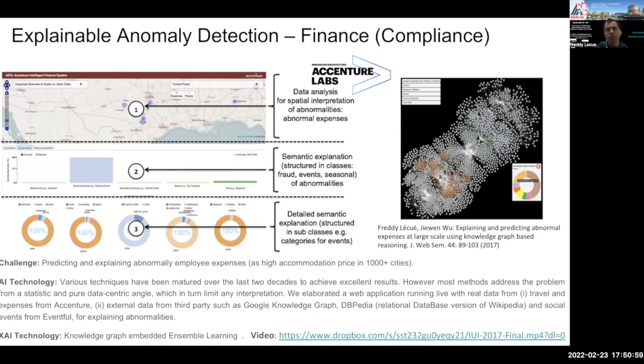And for that we use a lot of data coming from external sources. So DBpedia, we used social events from Eventful, and we try to combine them and make sense out of the contextual situation in a city. So then you're not flagging employees for fraud, but you have an explanation for the auditors to understand why it's abnormally high, and that it's not on purpose.